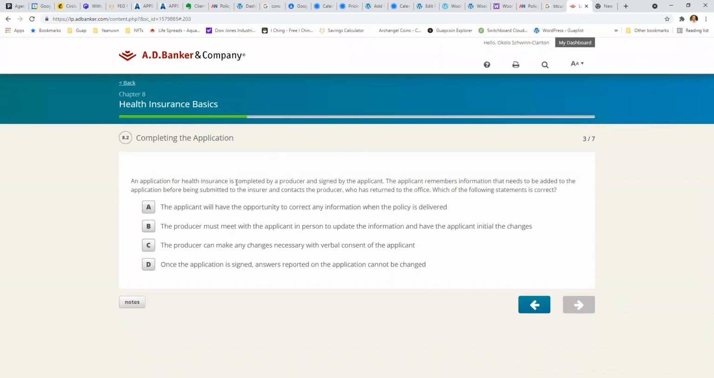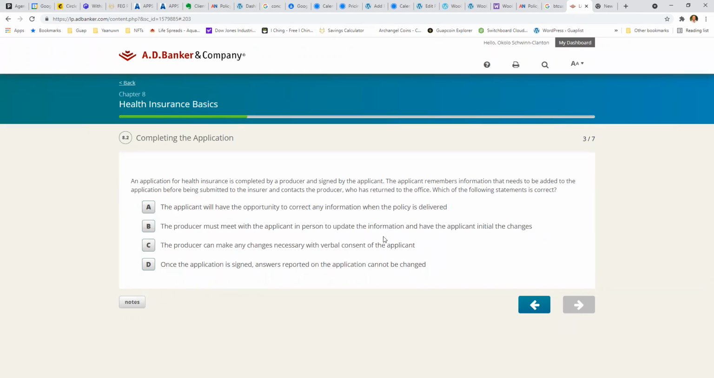An application for health insurance is completed by a producer and signed by the applicant. The applicant remembers information that needs to be added to the application before being submitted to the insurer and contacts the producer who has returned to the office. Which of the following statements is correct? The applicant will have the opportunity to correct any information when the policy is delivered.